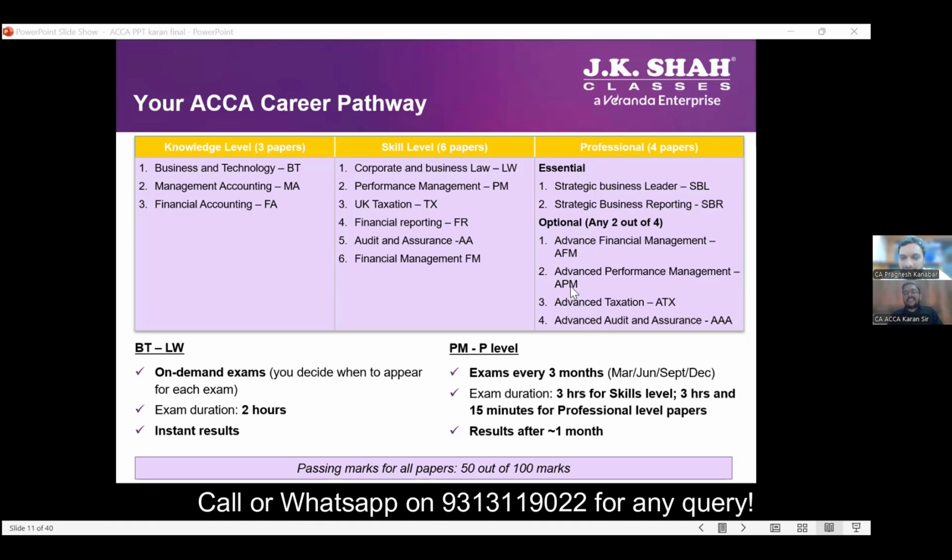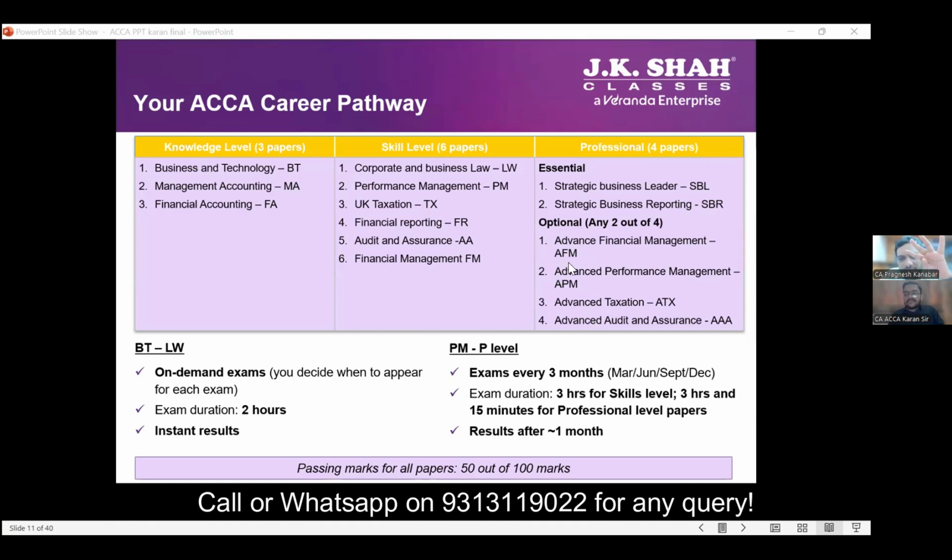Here, once again, the ACCA Institute gives complete flexibility to a student to decide where they want to specialize. For example, in skills level, we have a subject called FM. The advanced version of the same is in the optional papers of professional, which is Advanced Financial Management. Likewise for audit, likewise for UK tax, and likewise for performance management. So a student, based on where he wants to work, based on what his area of specialization should be, can decide out of 4 which 2 papers he wants to select.